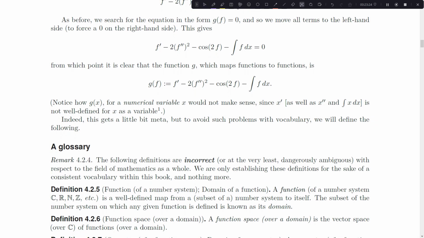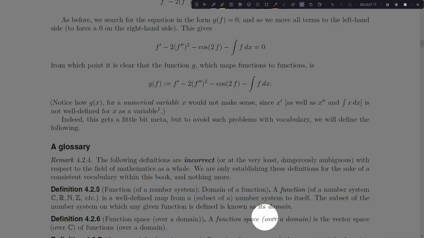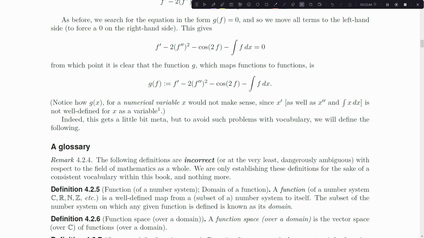I'm going to define my function space over some given domain. These are just like our vector spaces. It's the vector space over the field C of functions over some specific domain, right? So as long as all of the functions in my space contain the same domain, and I'm allowed to scale multiply them by complex numbers, then I'm going to call that my function space.